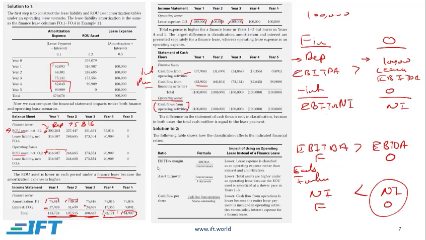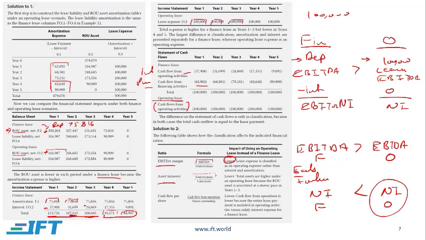And what will happen to our ratios? EBITDA margin: the impact of using an operating lease instead of a finance lease. In operating lease, EBITDA is less. So the numerator is less in operating lease, because in a finance lease only depreciation is being deducted, and depreciation is only 75,816, in order to get EBITDA. In operating lease, the whole 100,000 is being deducted to get your EBITDA. So EBITDA in operating lease is less, and your EBITDA margin would be lower as compared to that of your finance lease.